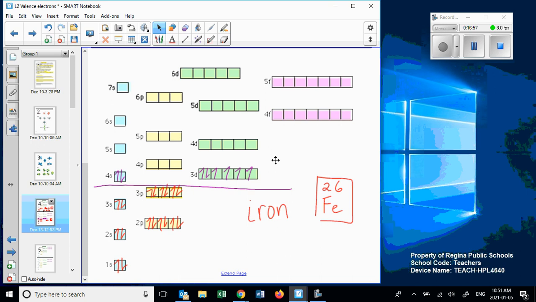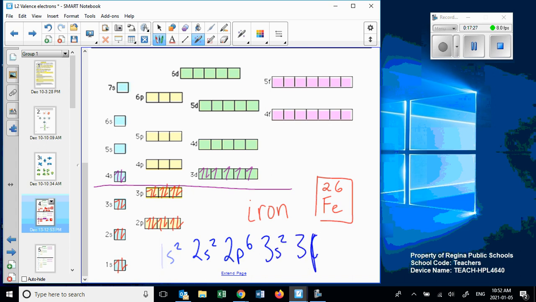The long way to do this would be to list, and I'm not suggesting you do this, I'll do it in disappearing ink, I've got 1s2, 2s2, 2p6, 3s2, 3p6, and then 4s2, 3d, and I'm running out of space. What is it, 6? Anyways, don't do that.